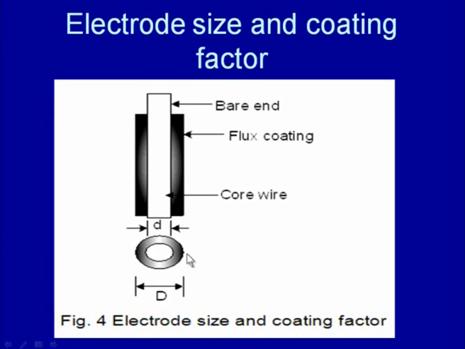This diagram schematically shows the electrode. The white portion, the inner part, indicates the core wire of the electrode, with its diameter as small d. Outside the core wire is the coating, which is dark in shade, and if the outside diameter of the electrode with the coating is measured, it is capital D, and the ratio of capital D divided by small d indicates the coating factor.